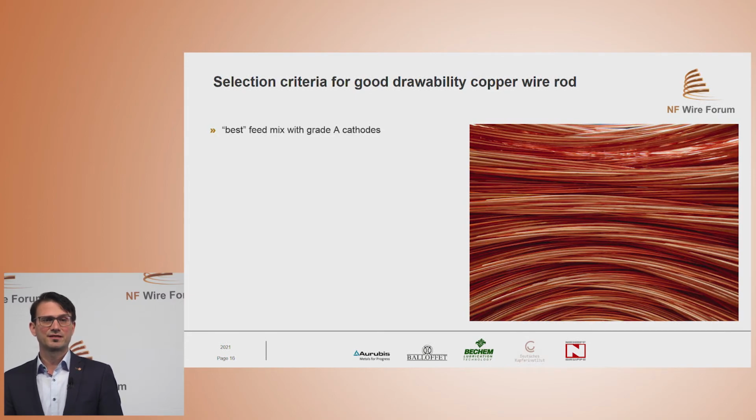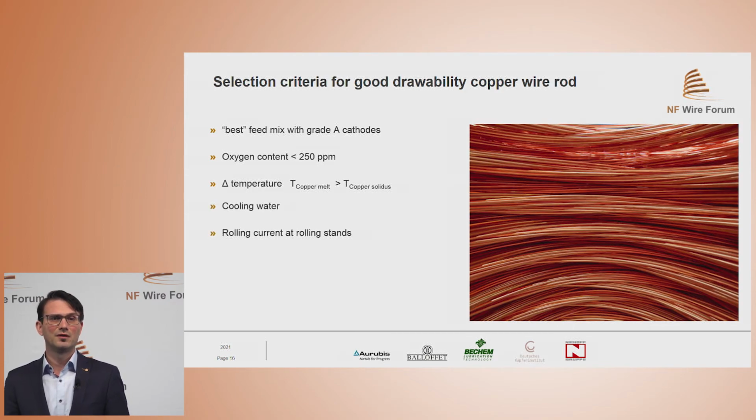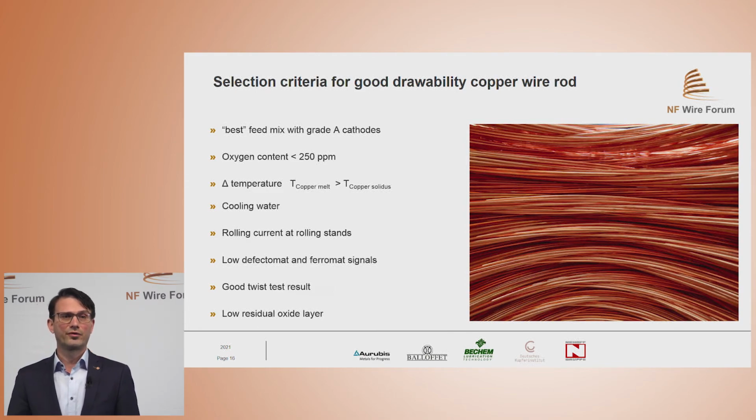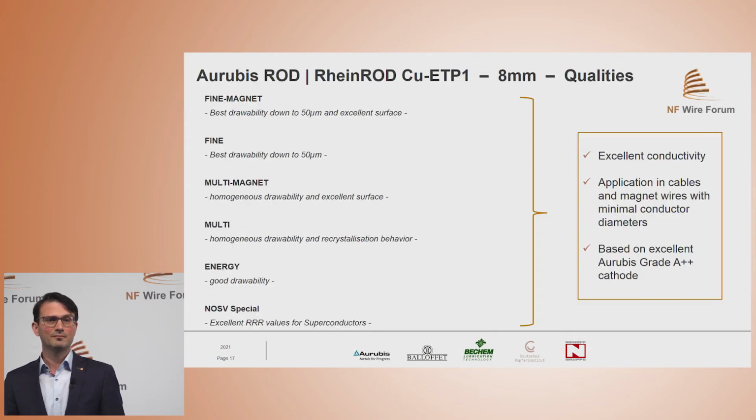Please find here a list of criteria which are important and are the basis for a successful drawing process of Aurubis and Rheinrod. I don't explain in detail all the criteria because during my presentation I already explained them within the 5 main process steps. You can go through the list by yourself. For Aurubis and Rheinrod, we distinguish between different quality classes for different applications. There are 5 different brands, but only the first 2 brands are applicable for fine wire drawing.